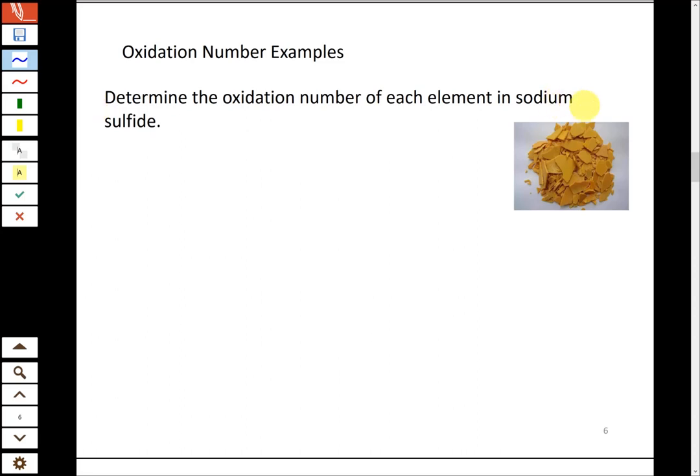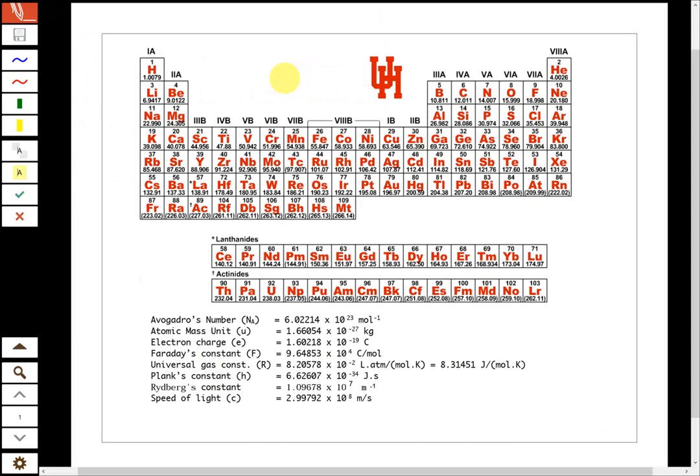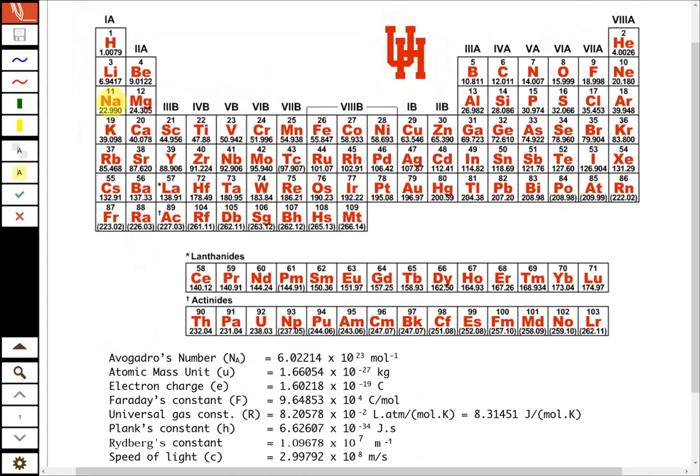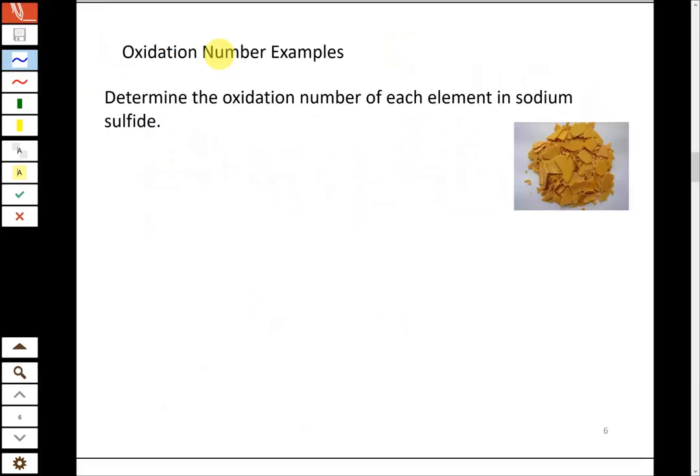So if we have sodium sulfide, that's what it looks like over here on the right. What is the oxidation number for each element? Well, we should recognize, based on the locations on the periodic table, that sodium is Na+ and sulfur is S2-, so that's going to form an ionic compound, a metal with a nonmetal. So we use the charges of those to predict the formula. Sodium is Na+, sulfur is S2-, and so the correct formula of this compound would be Na2S.